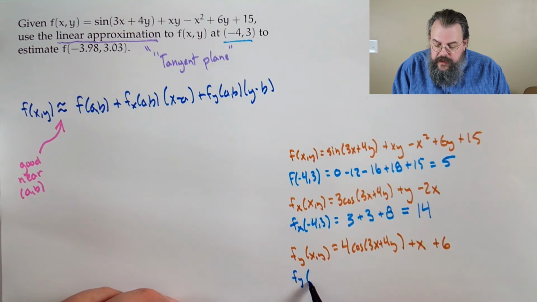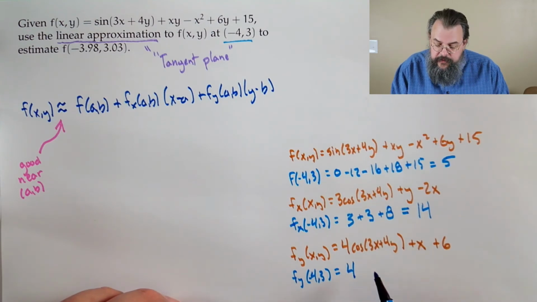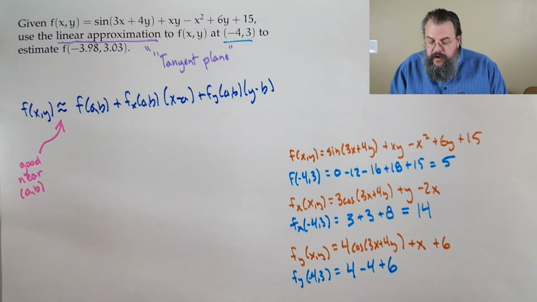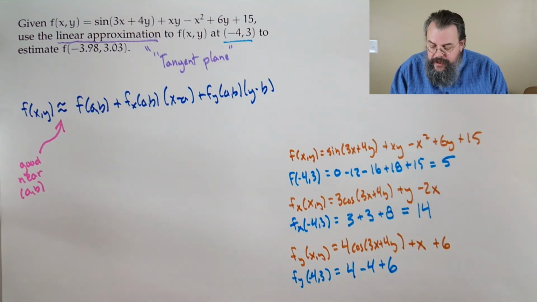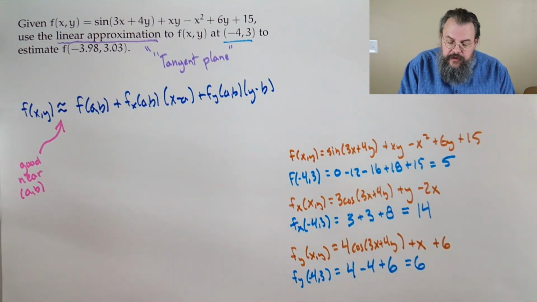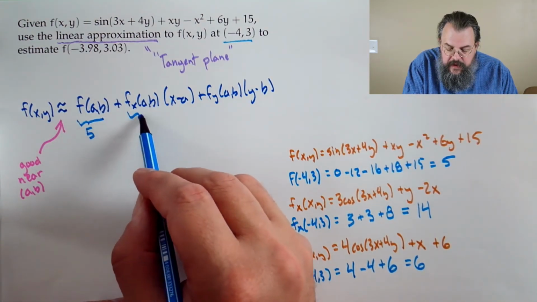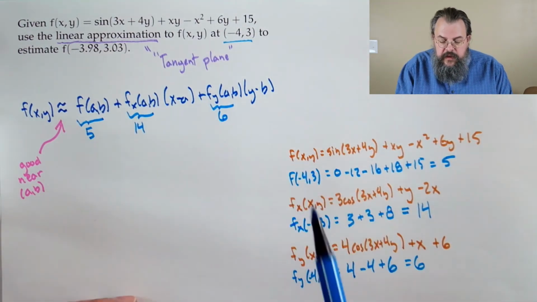And our last one, Fy at (-4, 3). That'll be, again, cosine of 0 times 4 plus x. Well, x is negative 4, so minus 4 plus 6. There we go, that equals 6. So this first term is 5, this next term is 14, and this last term is 6.